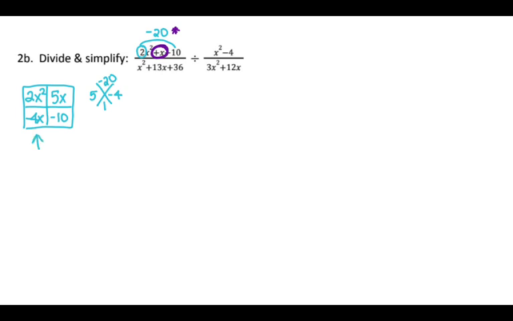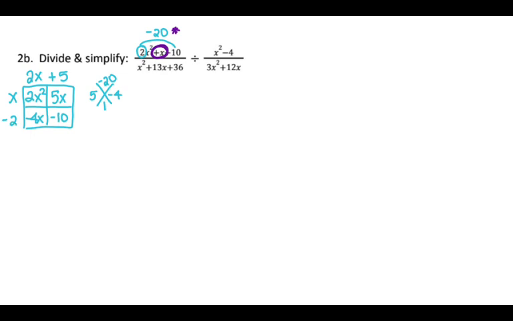2x squared and negative 4x, what I notice they have in common is a 2 and an x. So I'm going to pull out a 2x. For 5x and negative 10, they have a 5 in common. So I'm going to pull out a 5. So it's plus 5. Over here, what I notice these two terms have in common is x. And then for my last row, what I notice they have in common is they're both divisible by 2, but since this negative 4x is negative, I'm going to go ahead and factor out a negative 2.